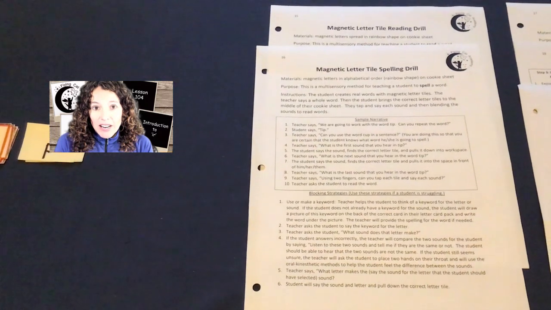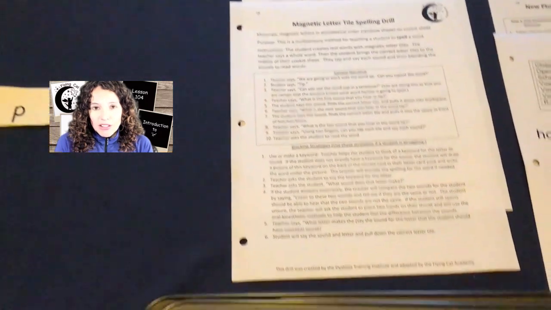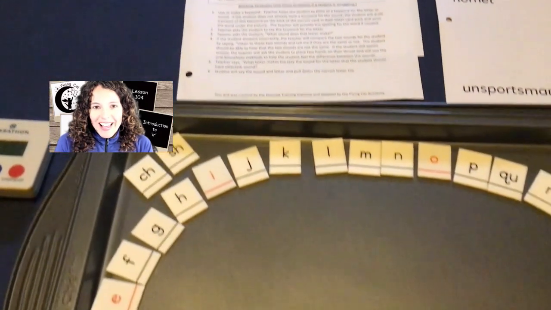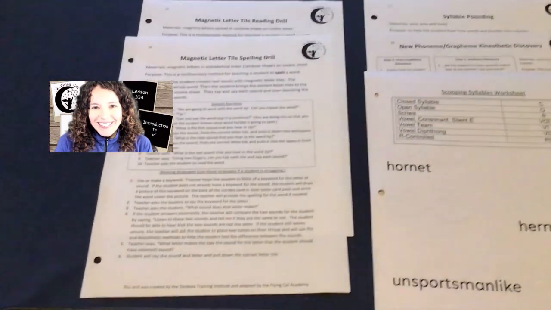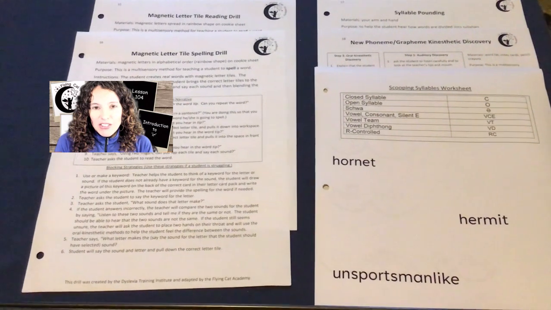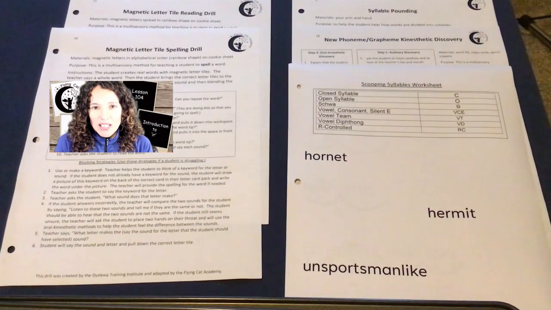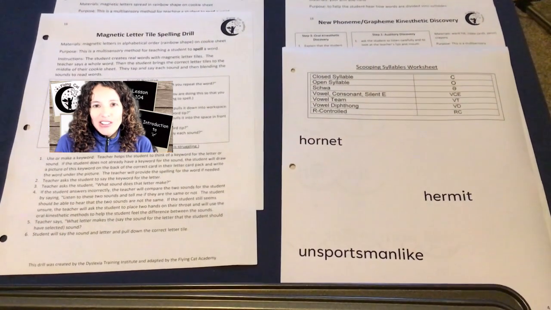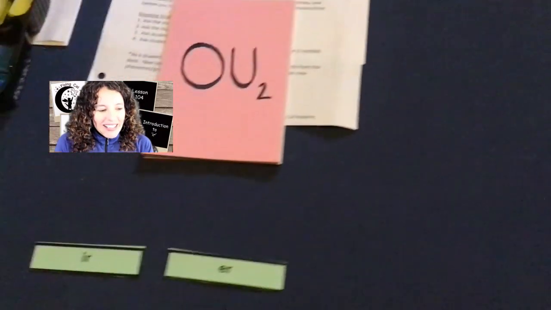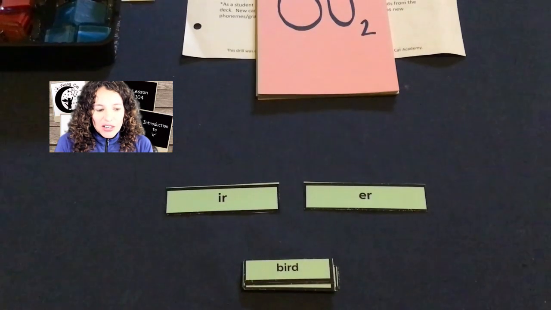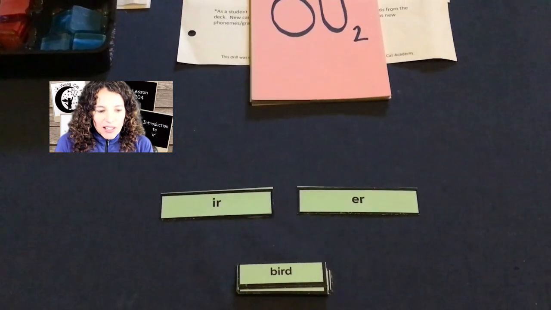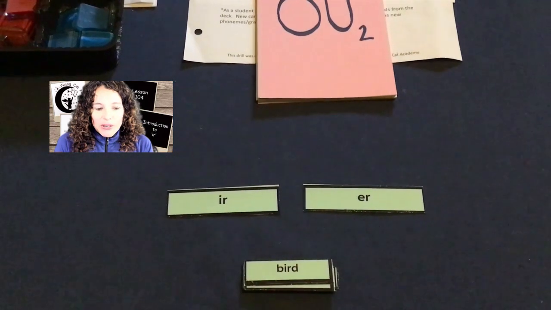We'll have the magnetic letter tile drill for reading and spelling, so you'll need the teacher instruction sheets and the cookie sheet with the letters spread in a rainbow shape for the student. You'll need the syllable pounding instruction sheet, the new phoneme grapheme kinesthetic discovery sheet, and the sheets for the lesson. In addition, we'll have an IR-ER read and sort, and you'll have to have that one cut out and ready to go on the table.